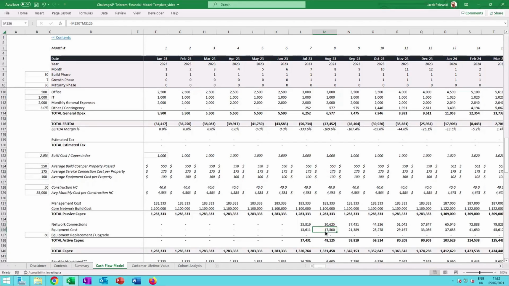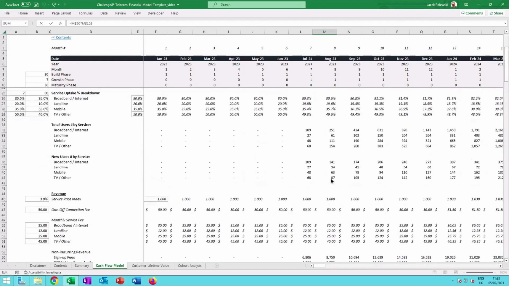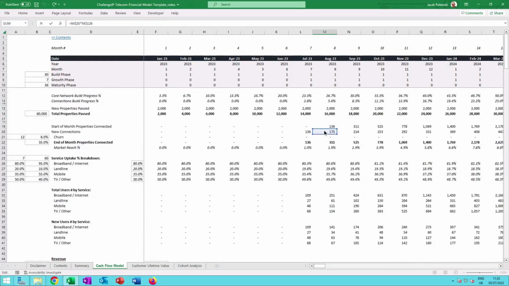This number of new customers will also drive my equipment cost, so I separated the two. You will see that I also have an assumption for how much money on average I need to spend on new equipment. I'm taking that figure, $100 here, and I'm also multiplying it by the number of new connections.